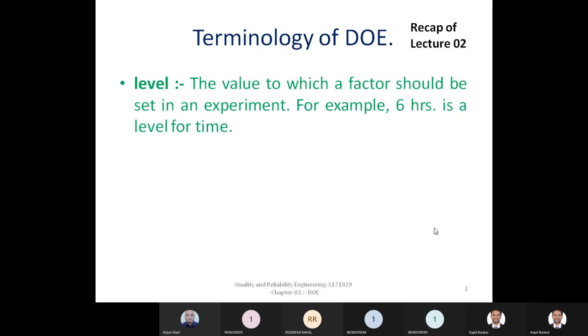Before starting the new topic, let us discuss a recap of lecture number 2, in which we had discussed some terminology of DOE, that is factor, level, and response. Okay, so level is what? Level is a value of any factor.